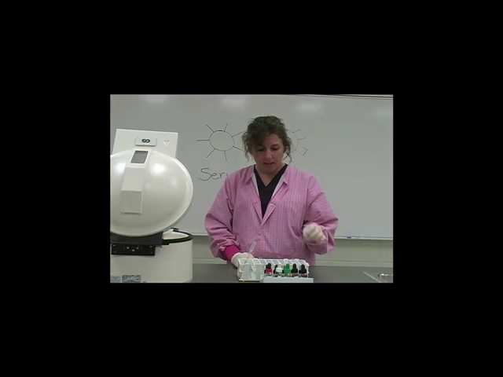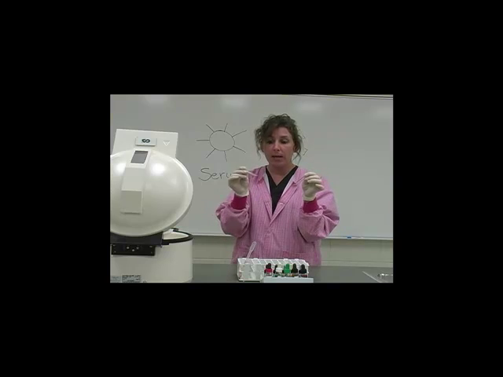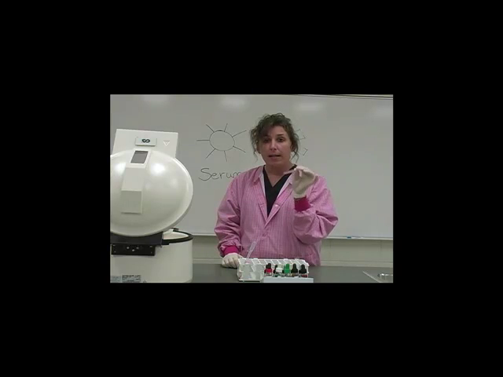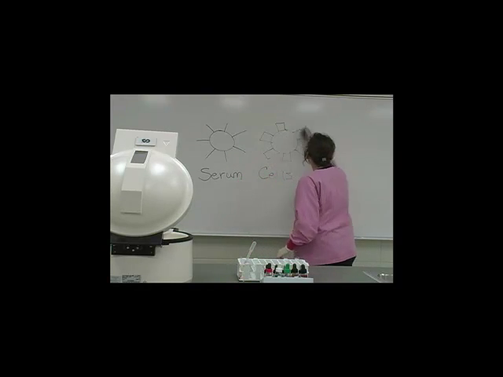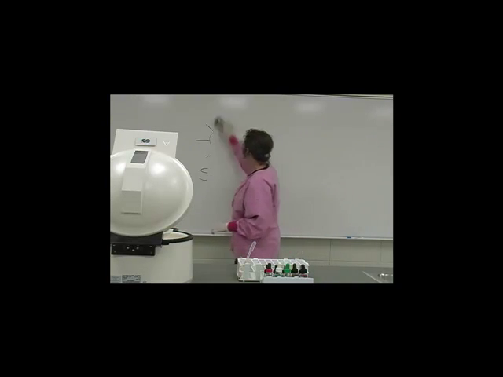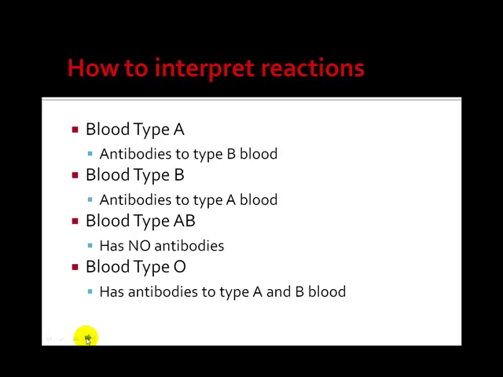Now in the event that we had a patient that was type O blood, we would see no clotting in the A or the B. If we had an Rh negative person, we would see no clotting in the D. So the way that we depict this is, let's take a look on the board. So let's interpret. When we interpret our reactions, this is what tells us what their blood type is.